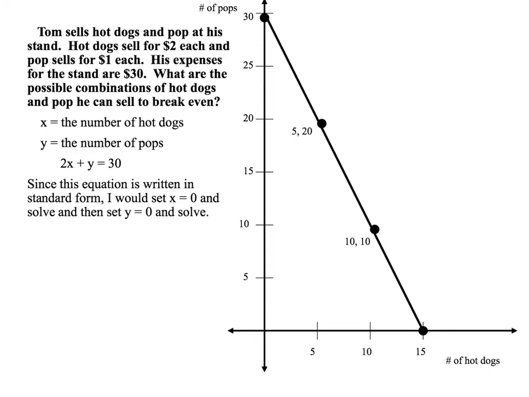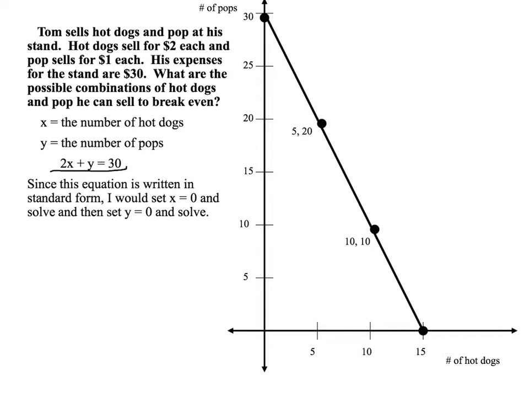Tom sells hot dogs and pop at a stand. Hot dogs sell for $2 each, and pop sells for $1 each. His expenses for the stand are $30. What are the possible combinations of hot dogs and pop he can sell to break even? In order to solve this, I could say that x is the number of hot dogs and y is the number of pops that he would sell. And then you can see that this would be a possible equation: 2x + y = 30.